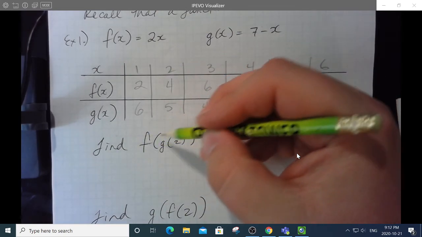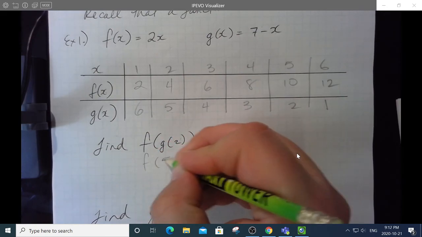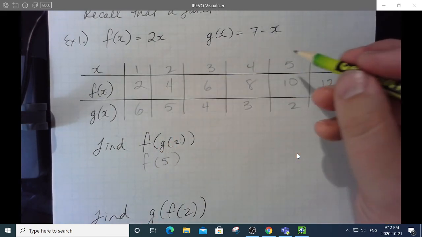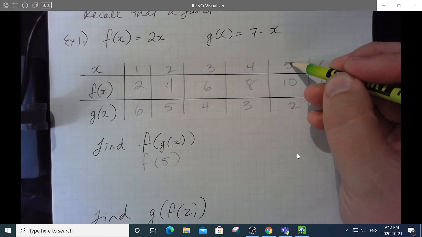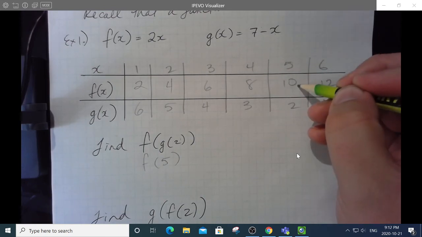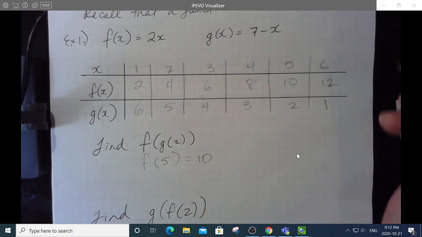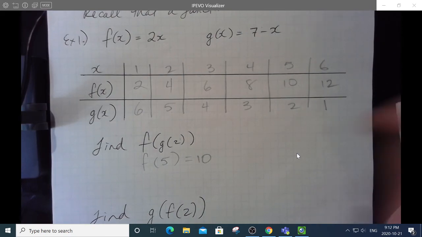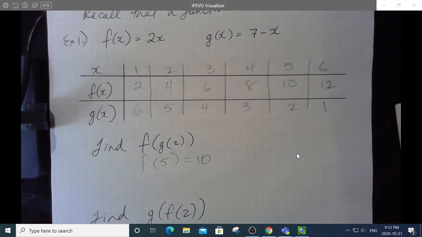So what's f of 5? And f of 5 is when the input's 5, the output is 10. So the answer is 10. Now that's not the only way I could have found that. I could have found that algebraically. I didn't even need this chart really.